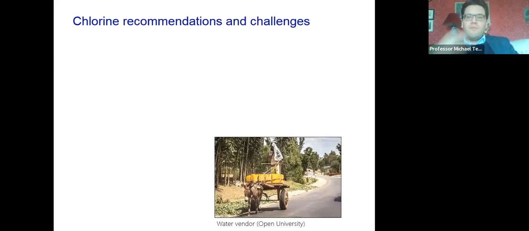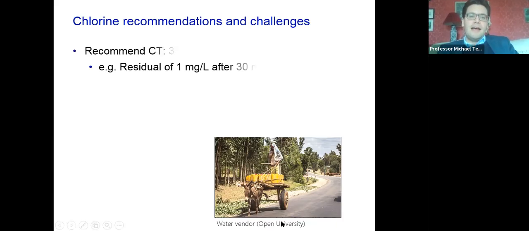And so once we developed this robust understanding of how much chlorine you need, the next thing is, how do you translate that into practice? A lot of people in low-income settings buy their water from water vendors, like you see here on the bottom of the slide, a guy who might just go to a lakeside and collect water in jerry cans and then go around and sell those containers to people. And so our scientific recommendation was 1 milligram per liter of chlorine for 30 minutes.